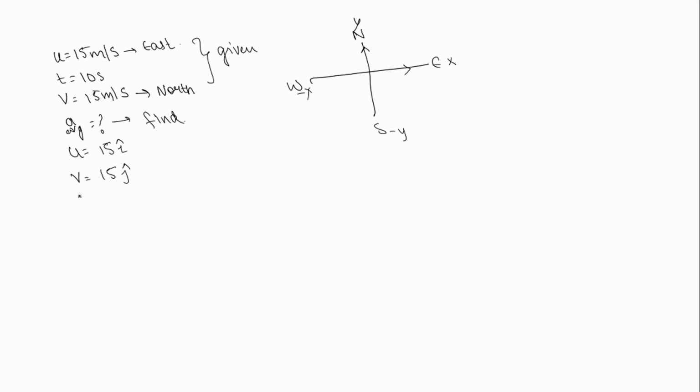And we know time, that is 10 seconds. So average acceleration is equal to v minus u by t. So v is 15 j cap minus 15 i cap by t, which is 10 seconds. We'll take 15 common from this. j cap minus i cap by 10. 5 3s, 5 2s.